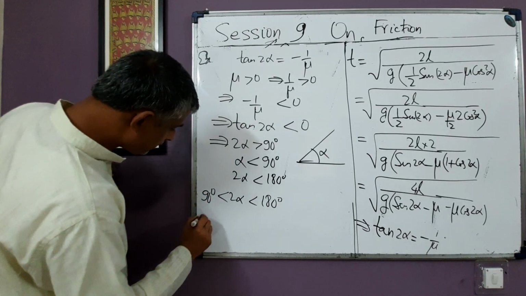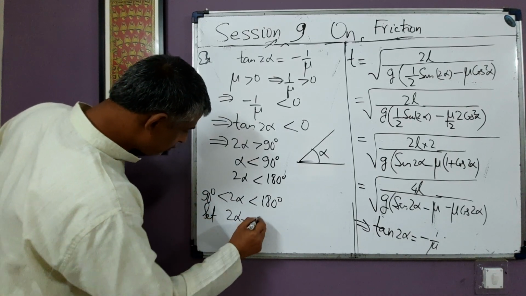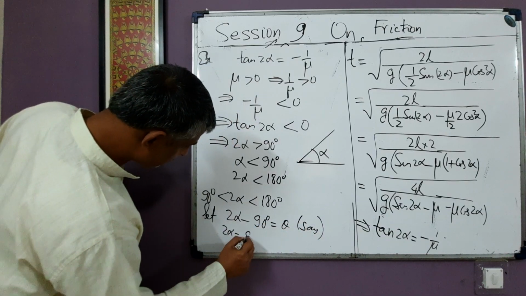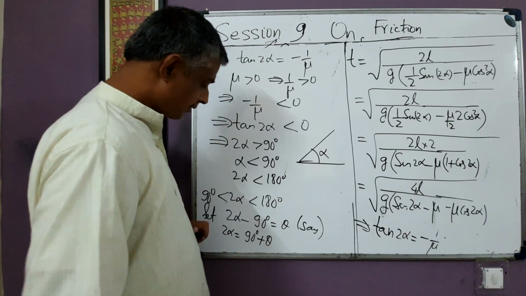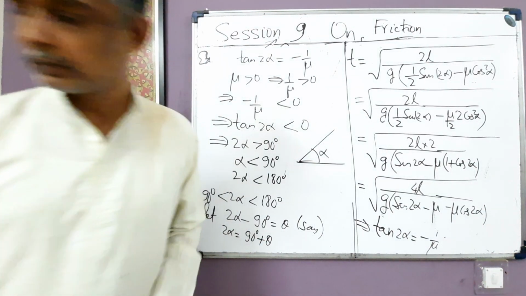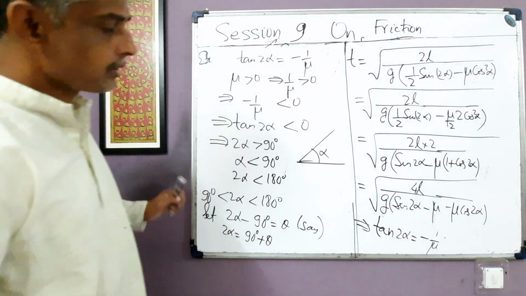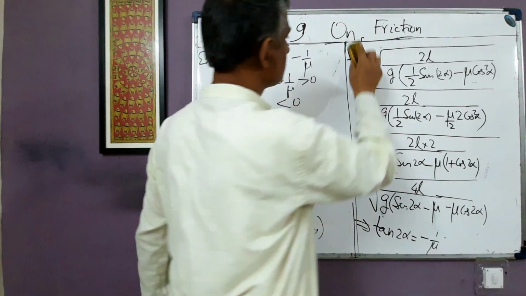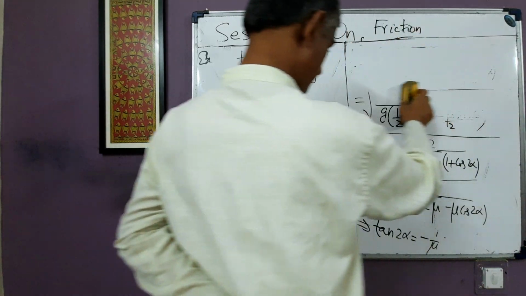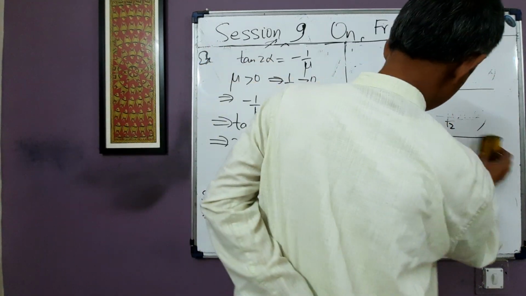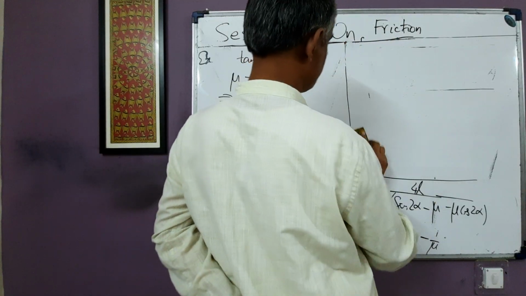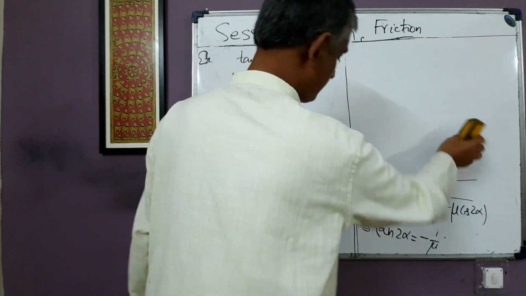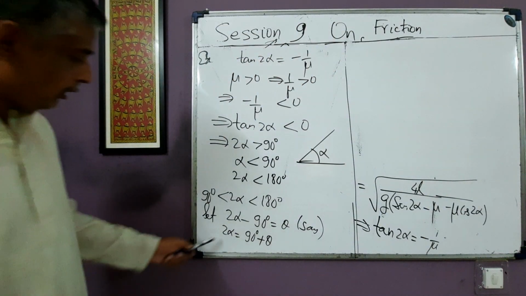So what we do is this. We set 2 alpha minus 90 degrees equal to theta, say. So 2 alpha is equal to 90 degrees plus theta. Okay, fine. Now I rub this. This last expression I will retain, the remaining I will rub. So 2 alpha is 90 degrees plus theta.